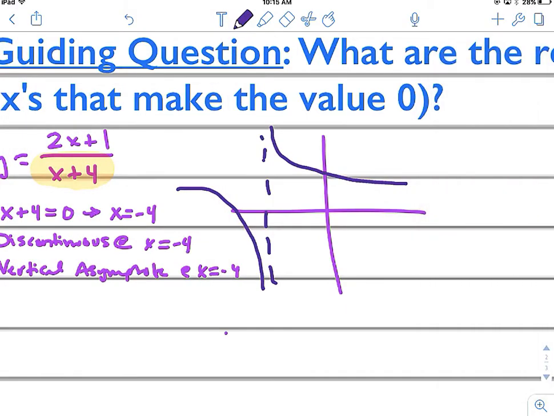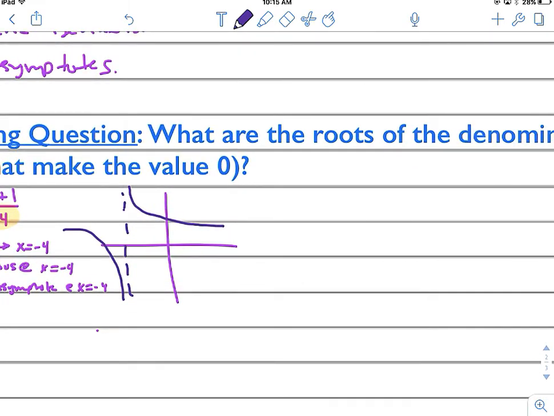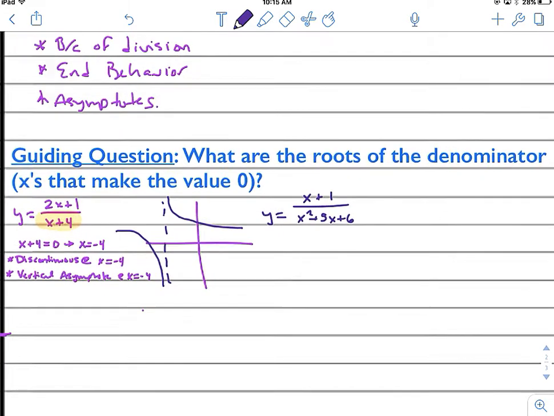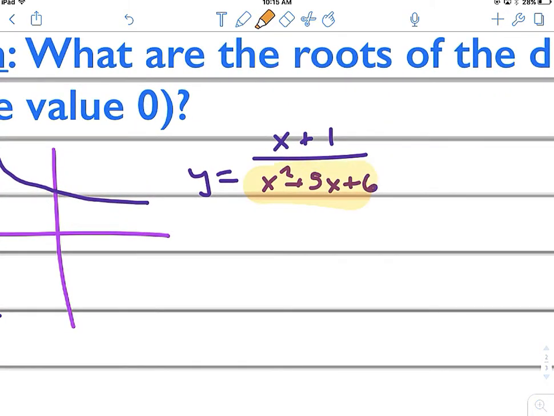So that becomes a pretty obvious procedure for us, so we can repeat. Even if I make the function a little more complicated, so let's say we have y equals x plus 1 on top, and that's divided by x squared plus 5x plus 6. Our guiding question still stands: what are the roots of the denominator? What makes the denominator equal to 0? Let's focus on this piece here.